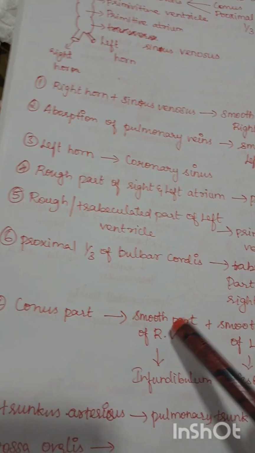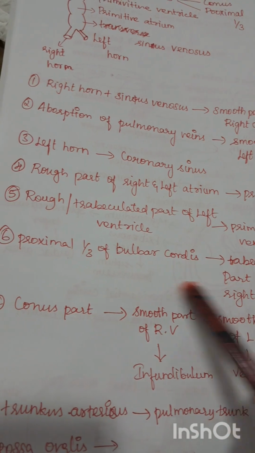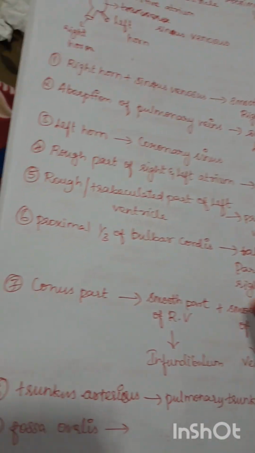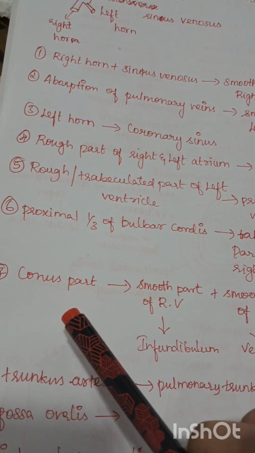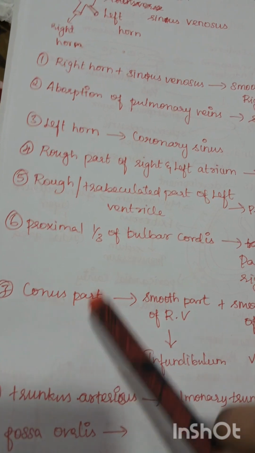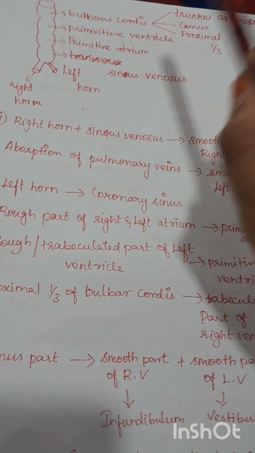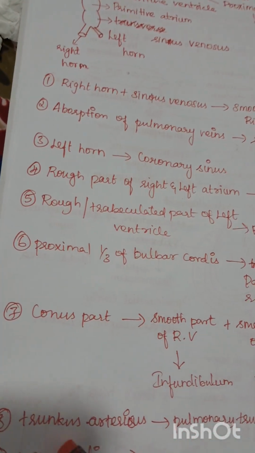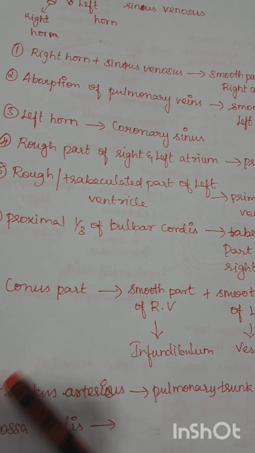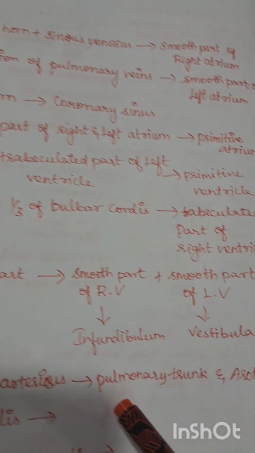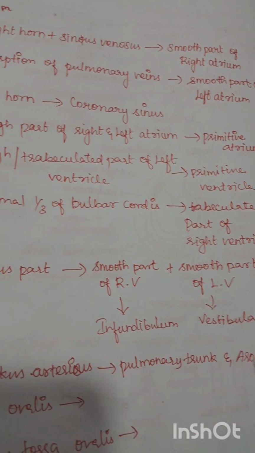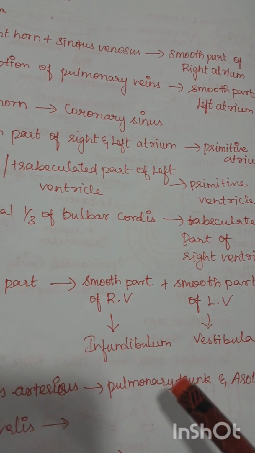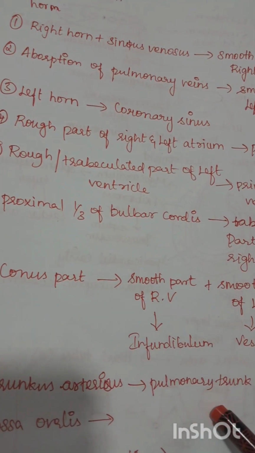So infundibulum is the smooth part of the right ventricle. The smooth part of the right ventricle and left ventricle forms from the conus part of the bulbus cordis. Then the truncus arteriosus gives the development for the pulmonary trunk and aorta. These are the two major vessels of the heart.